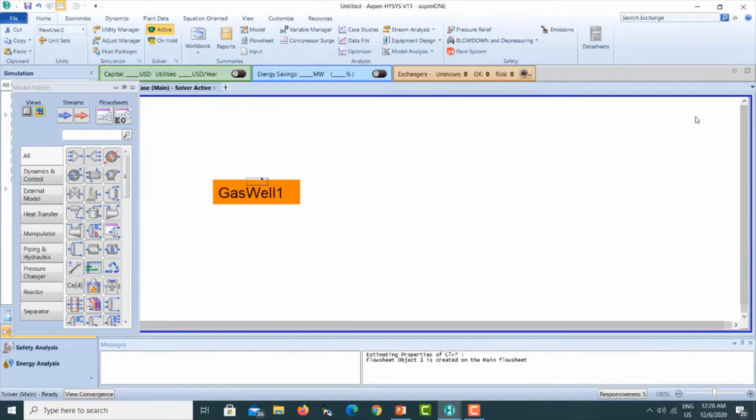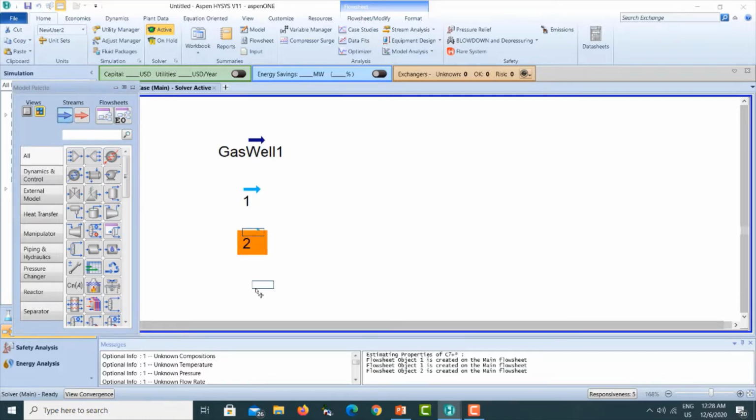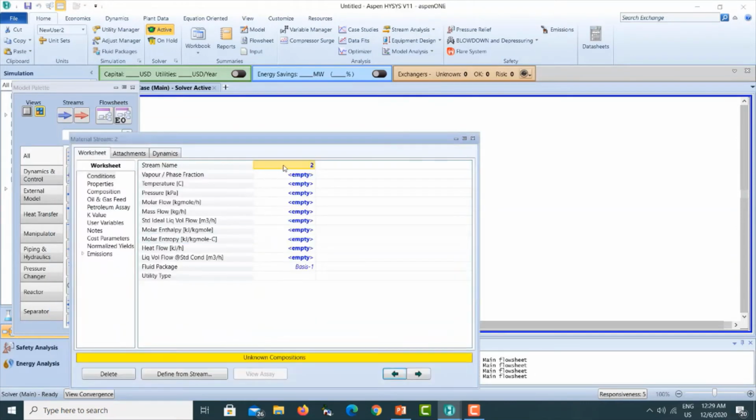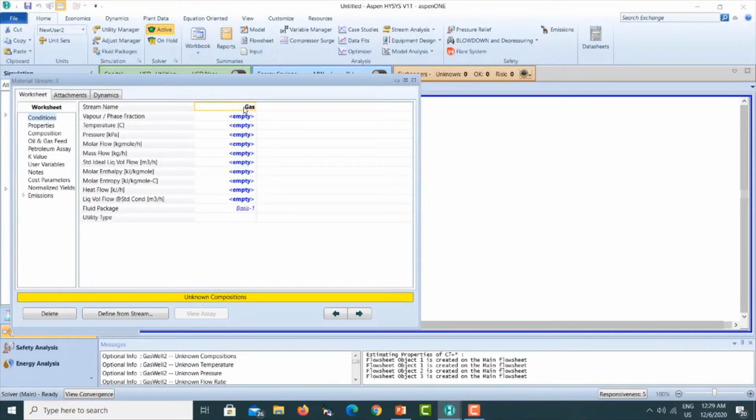Now this is gas stream, gas well 1. Similarly, we need to add the other gas wells: gas well 2, gas well 3, and gas well 4, because we have 4 wells. So we create another stream. I will change the name first. This one is gas well 2, this one is gas well 3, and this one is called gas well 4.